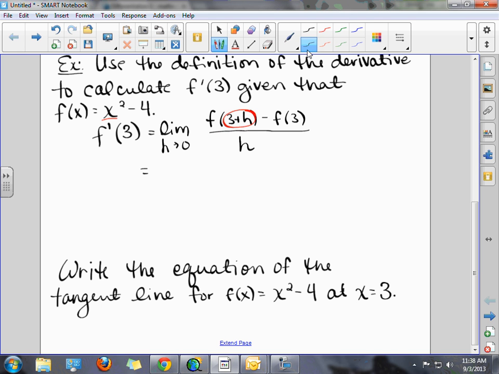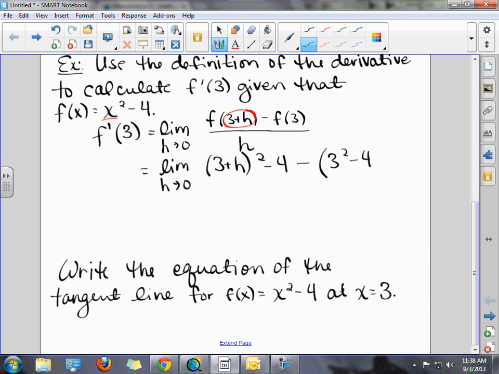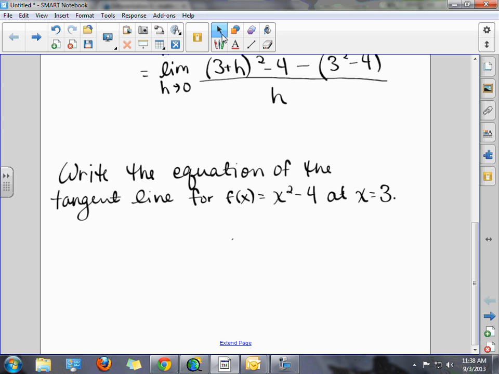All right, so let's take a look. We're going to have the limit as h goes to 0. f of x is x squared minus 4. So we're going to have x plus h all squared minus 4, which is 3 plus h all squared minus 4, minus f of 3, and f of 3 is just going to be 3 squared minus 4, like this. And then we're going to divide the whole thing by h.